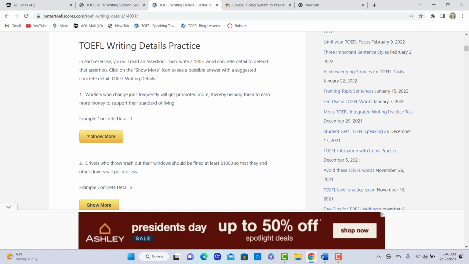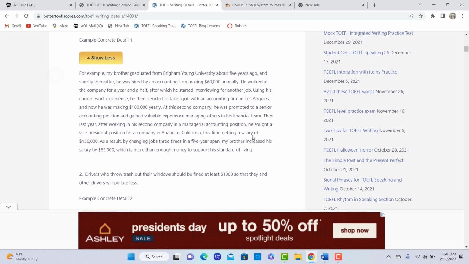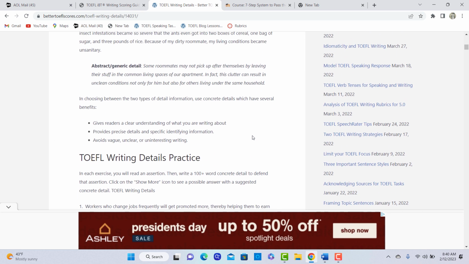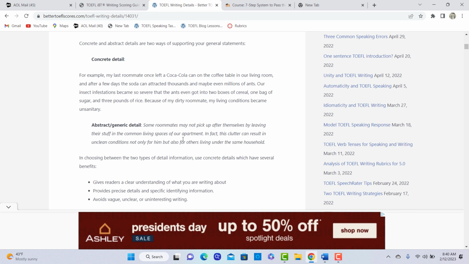So if you want to do some practice, it'll say here, you read an assertion, then write a 100-word concrete detail to defend that assertion. So the first one, it says, workers who change jobs frequently will get promoted more, thereby helping them to earn more money to support their standard of living. So then you want to see an example here. You should write the example first, just one example, like you did in your second paragraph. It's about 100 words. Then you can compare to the example that I provide here. So you can see that type of specificity that you're trying to get to in this type of academic writing.